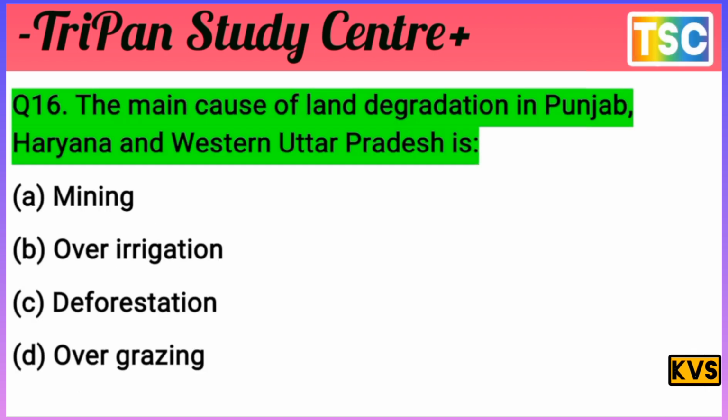The question on your screen: the main cause of land degradation in Punjab, Haryana and West Uttar Pradesh. You know that this is the most important question the examiner is asking. The options here are mining, over irrigation, deforestation, overgrazing. That's important. Take a few seconds to test your knowledge first.